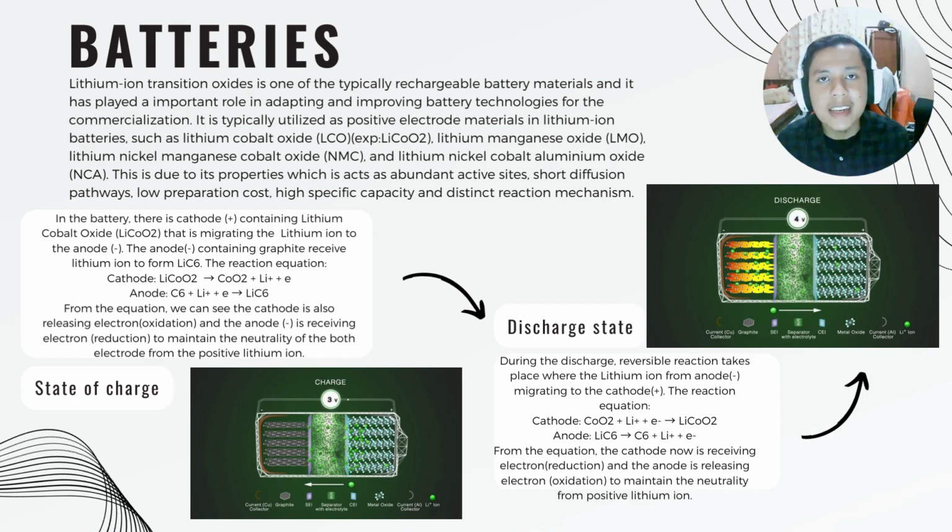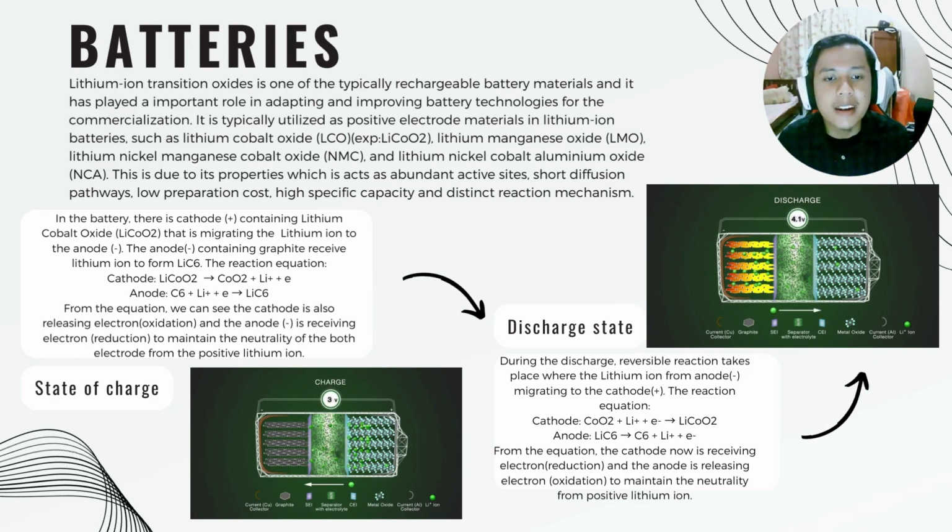In the charge state of the battery, the cathode containing lithium cobalt oxide releases lithium ions to the anode. The anode, containing graphite, receives the lithium ions to form a graphite intercalation compound. From the equation, we can see the cathode is also releasing electrons, which undergoes oxidation, and the anode is receiving electrons, which is reduction, to maintain the balance of the electrons.